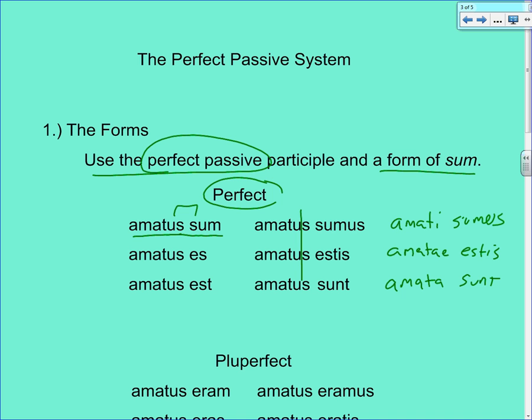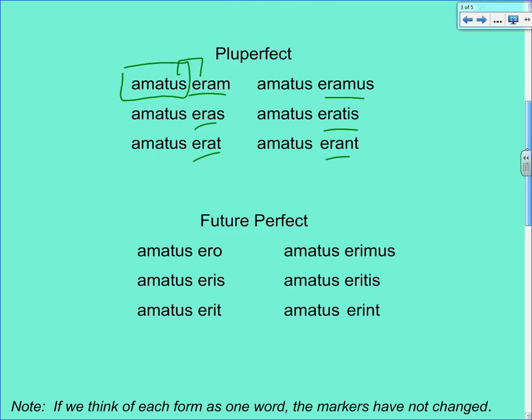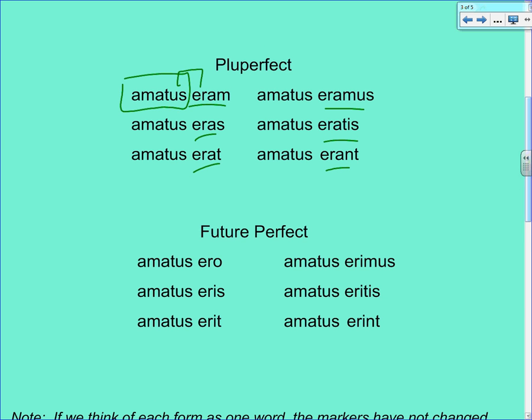So remember that these perfect passive participles, when they're added to sum, are going to have the same case, number and gender as the word that is the subject. So they're always going to be nominative. They're either going to be singular or plural. For the pluperfect, we're adding eram, eras, erat, eramus, eratis, or erant to our perfect passive participle. Again, think of that as one word. I'll explain that in a second. That's the pluperfect passive. Future perfect passive: amatus ero, eris, erit, erimus, eritis, and erunt. Okay? Those are the forms that we're dealing with.